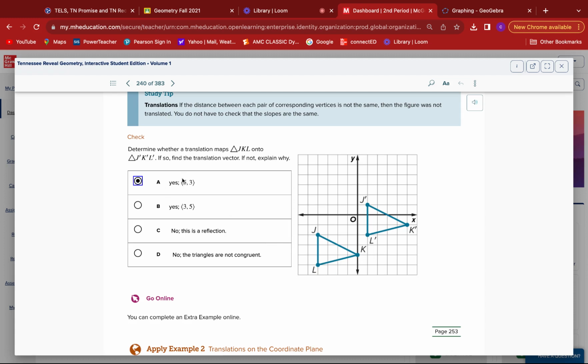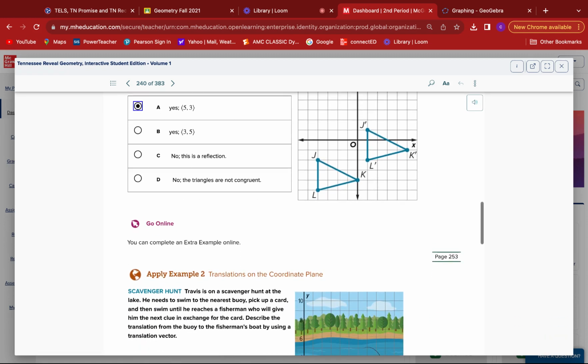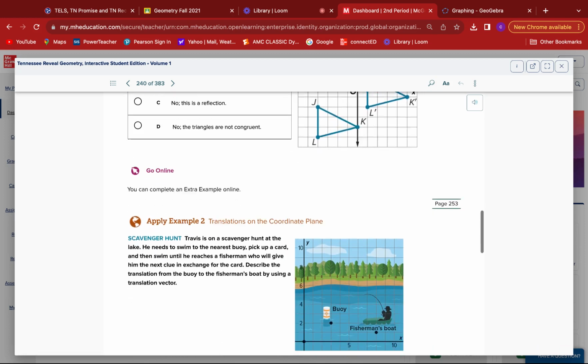By the way, these little bracket looking things, this is called component form. It looks a lot like an ordered pair, but it's actually just the movement of the vector. So if I want to move right 5 up 3 for the vector, you put a little bracket, not a parenthesis. It's not like an ordered pair. Okay. Looks like there's an extra example online if you guys want to try it out.